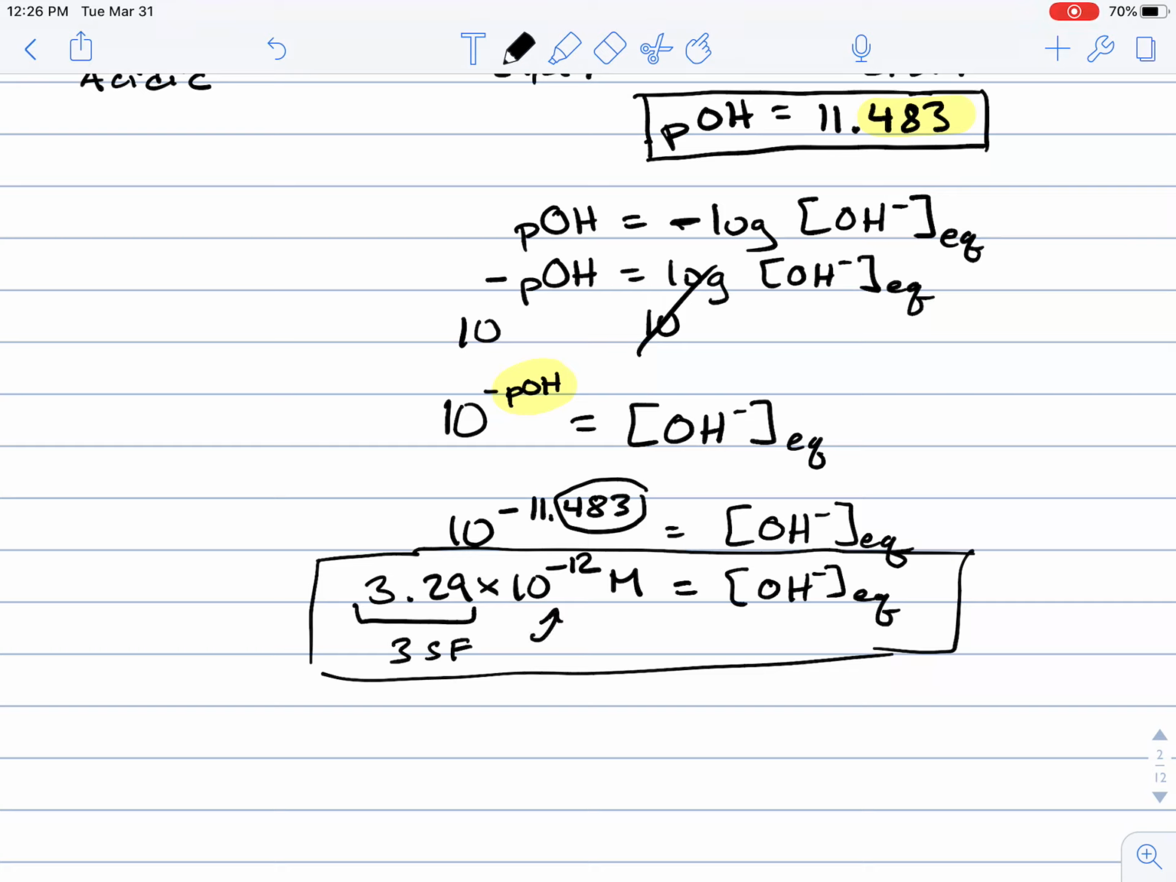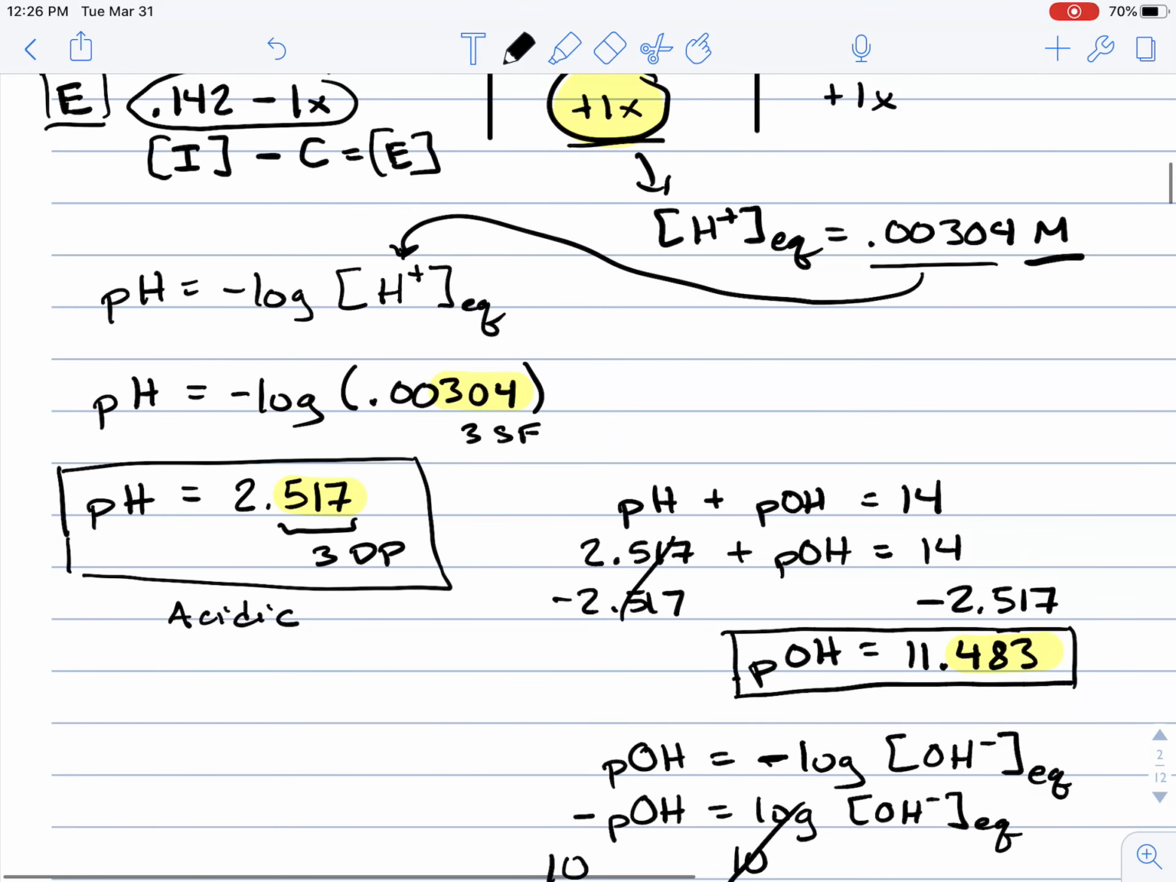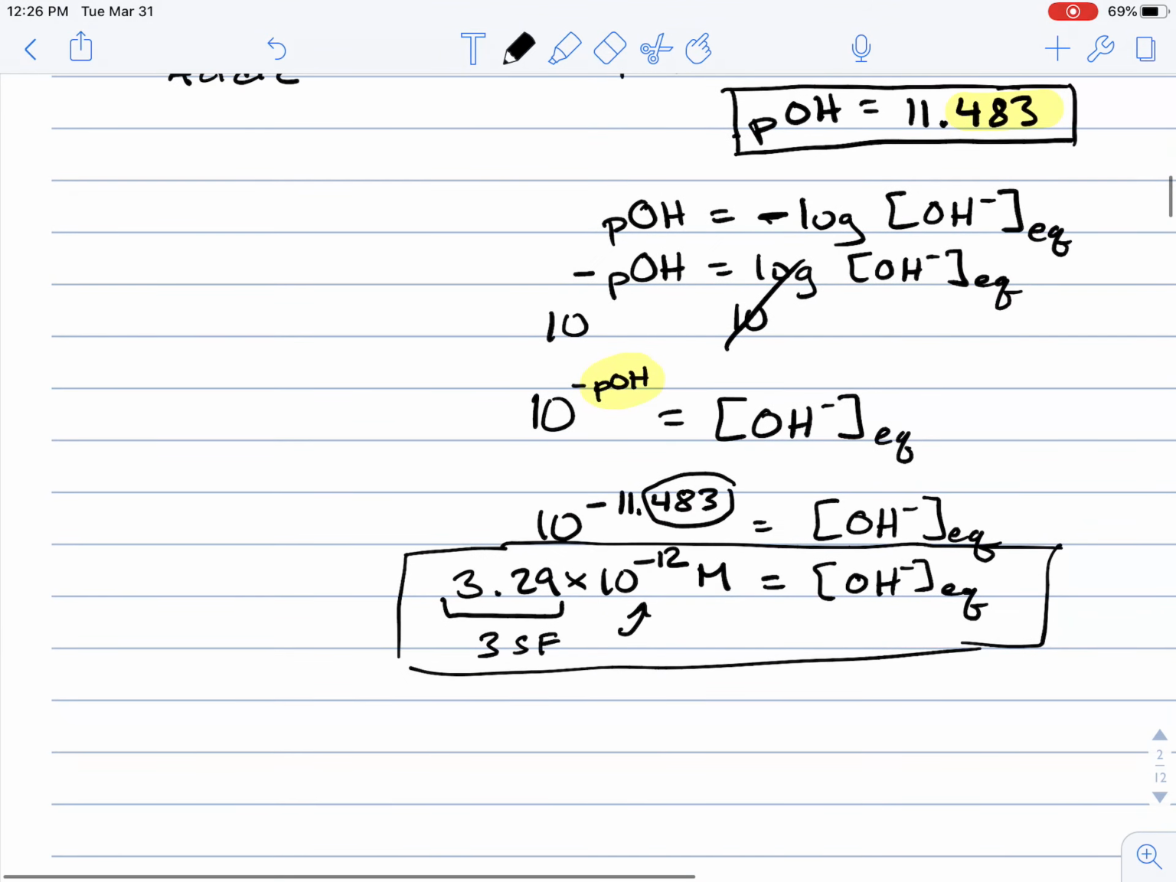Notice that this is times 10 to the negative 12. That's a really, really low amount. Since there's not a lot of hydroxide in solution, the solution cannot be basic. In this case, it's going to be acidic. If you look at the concentration of RH+, it's 0.00304, which is much higher than something that's times 10 to the negative 12.